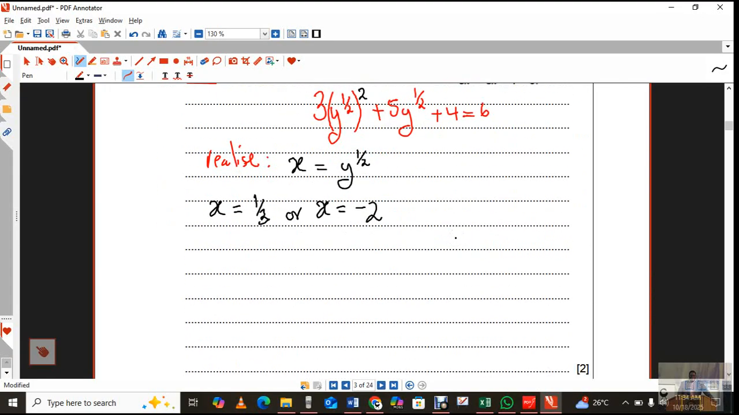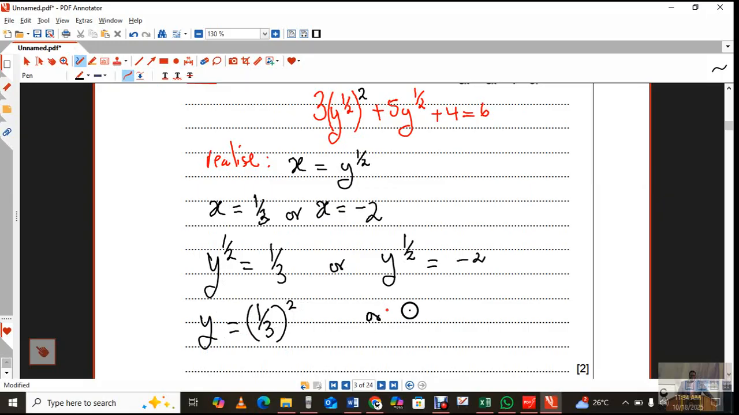So we're just going to let y raised to the power half be equal to that. Y raised to the power half is equal to 1/3, or y raised to the power half is equal to -2. You need to square both sides in order to get y alone. If you square on this side, you're going to have the quantity -2 all squared. So this value over here is +4, and this value over here is 1/9.